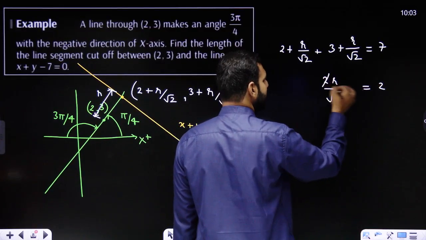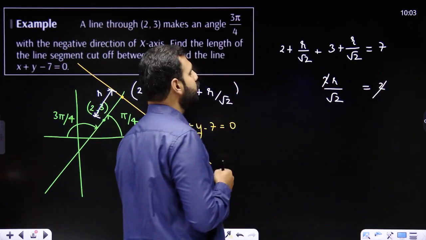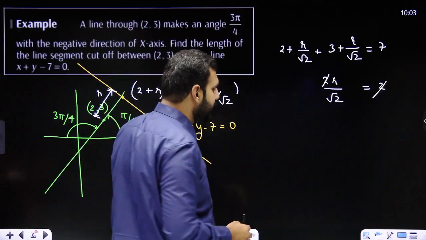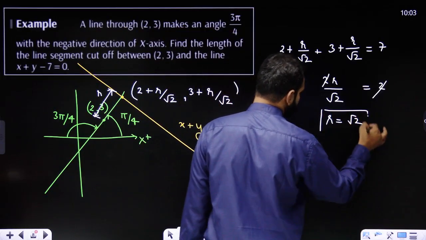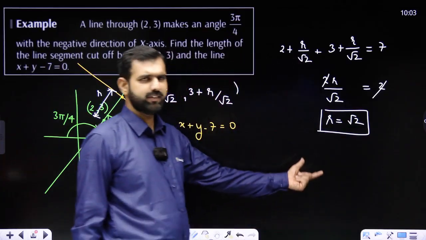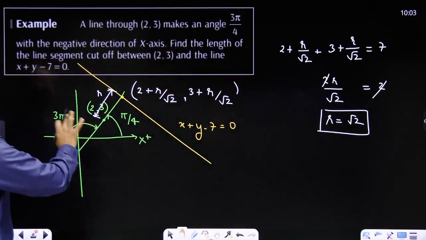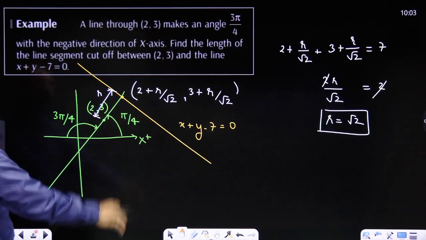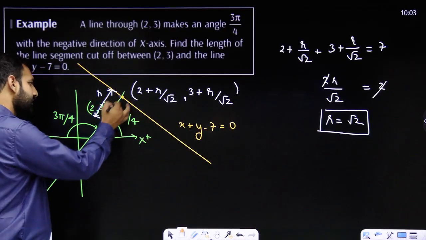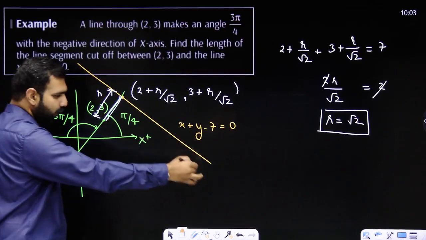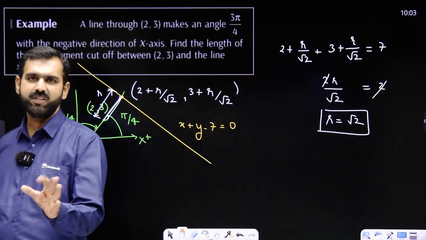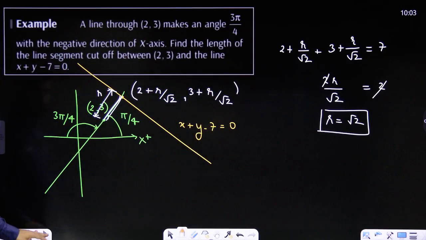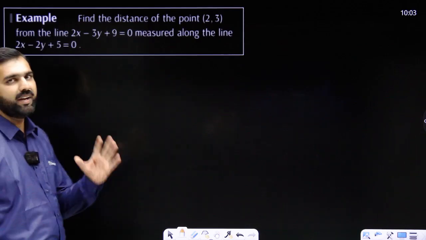I hope you can see it very clearly. So this 2 gets cancelled by this 2. I hope I have done the calculation right. Yes. So the value of r, the distance, is going to be root 2. This is how easy these questions are. This is exactly what we were asked: find the length of the line segment. So the line segment cut off between 2, 3 and this point of intersection is going to be root 2. So I hope you're realizing questions are simple, questions are easy. If you know the concept, you can crack them very easily.